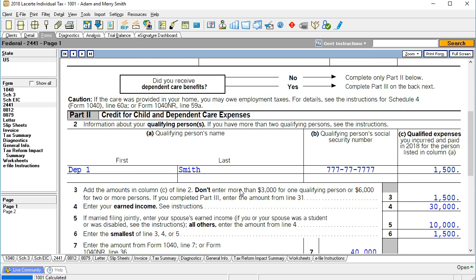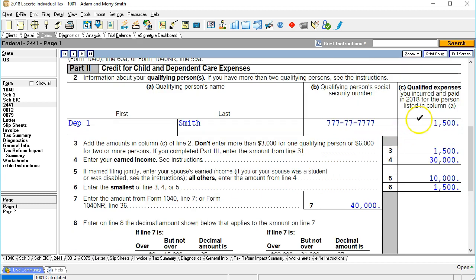If we scroll down to 2441, we can see that the qualified expenses are 1,500, and it's breaking out between 4 and 5. So enter the earned income, see instructions, 30,000, and then line 5 says, if married filing joint, enter your spouse's earned income, which is the 10,000. Now, line 6 is taking the smaller of line 3, 4, and 5, which happened to be line 3. But we can imagine a situation where the scenario is different.